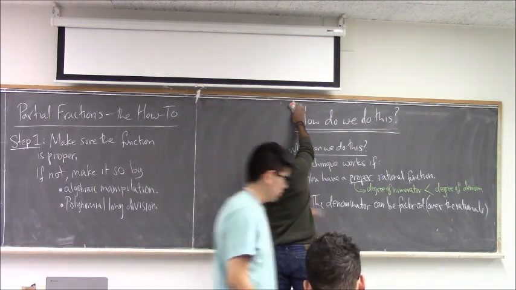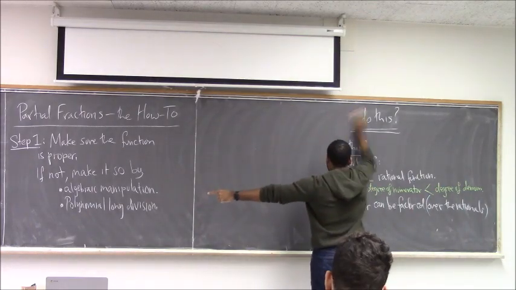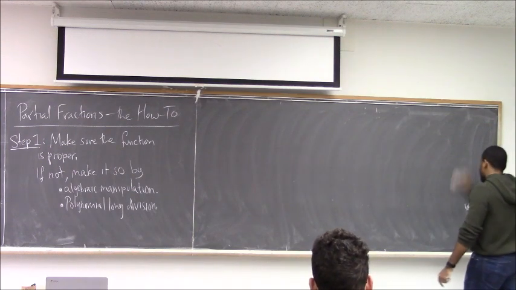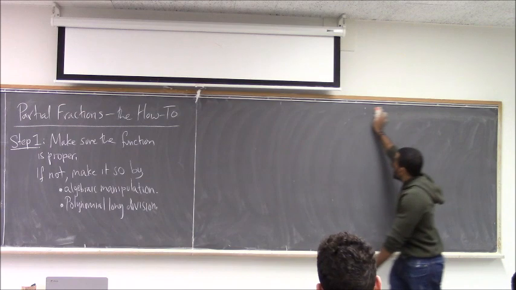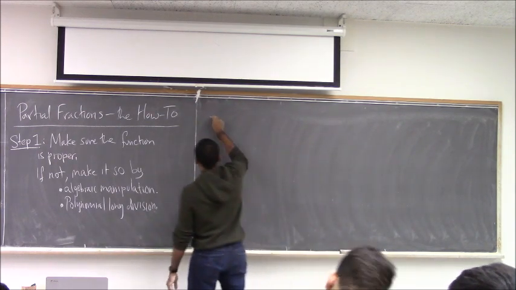So you need a proper rational function, and the denominator needs to be able to factor. So step 1 is to actually check that you have a proper rational function. If you do not have one, you would need to try to make it into one using one of these two techniques. Here's an example.